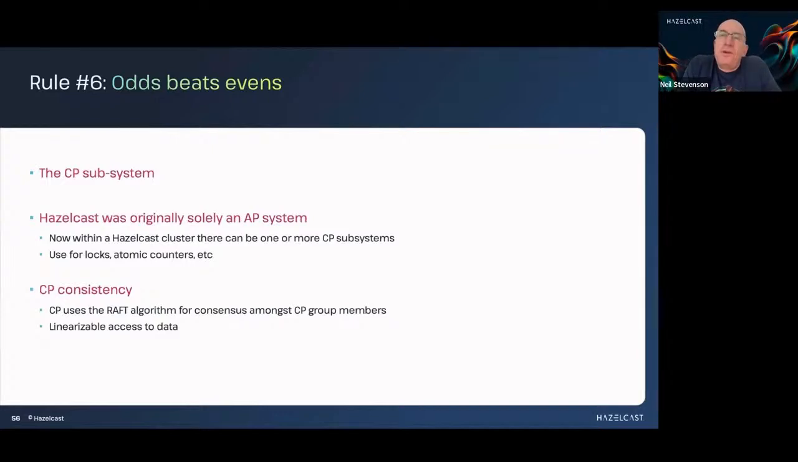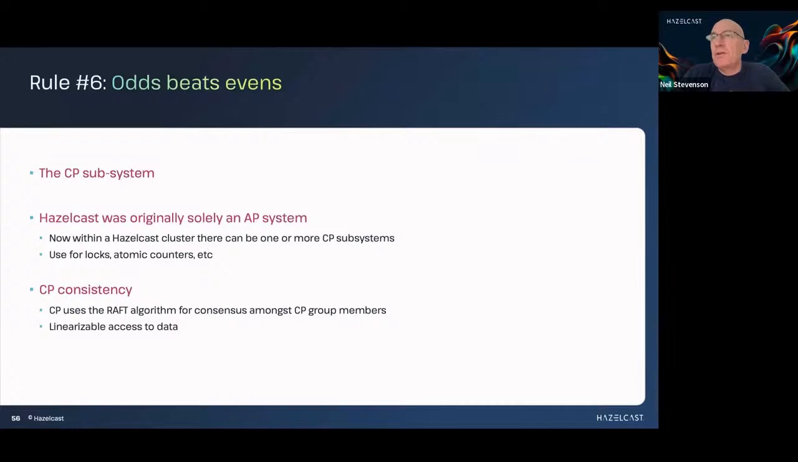Which brings us to CP, the consistent in a partition event option in Hazelcast. Hazelcast started life as AP, so if your data is huge and you want to stretch it across multiple machines, then that is an AP system. It's available, but your data is spread across 140 machines.